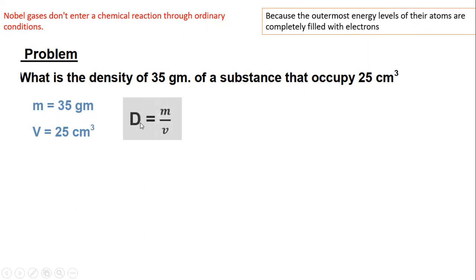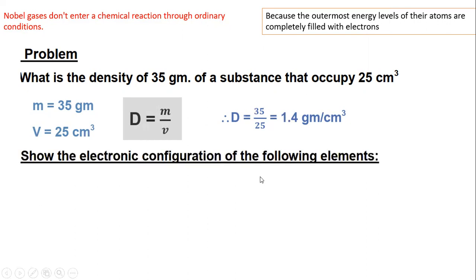Step number 2, I write the rule. Density equals mass divided by volume. Please be careful: mass up, volume down here. So when you divide them, it will be 1.4 gram per cubic centimeter. This is the measuring unit of density, please. You must write it. So let's move to another.